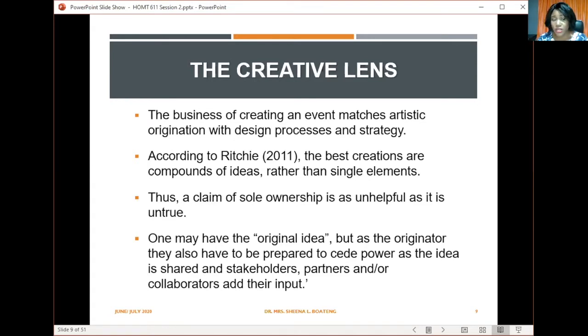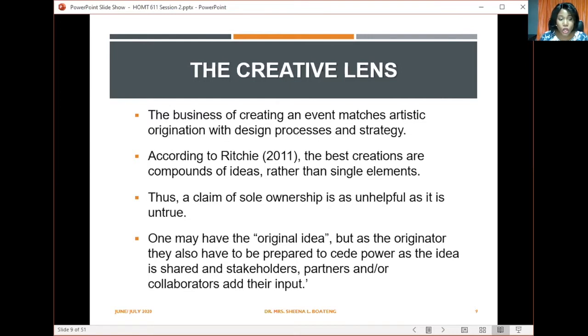Now, according to Ritchie 2011, the best creations are compounds of ideas, meaning that the fact that you are the person who originated the idea does not mean that you have all the plans and the tips and the strategies to turn it into the event that it is supposed to be. You actually need to get other people's inputs who are equally as creative as you are to come up with interesting ideas to support you in turning your initial seed idea into a successful event.